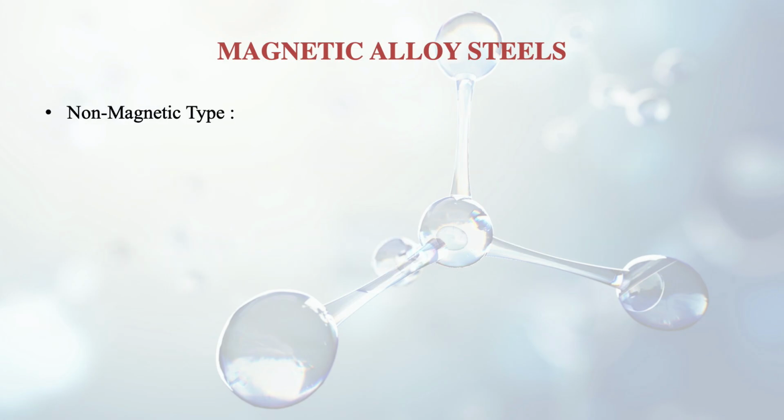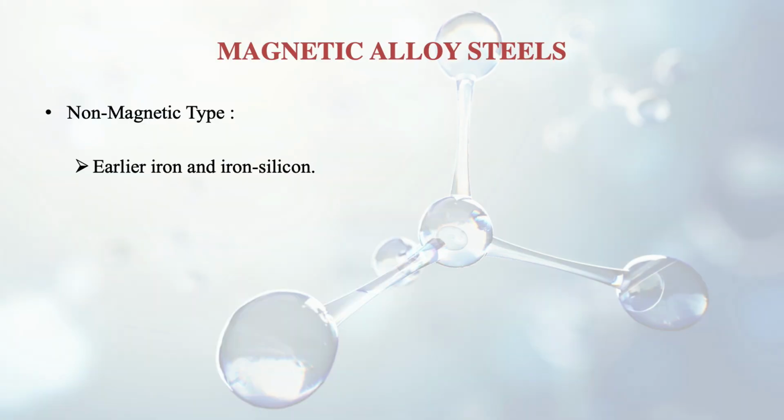The second type is the non-magnetic type. The first one we discussed was the magnetic type. In that also two gradations were there, soft and hard. So now we discuss the non-magnetic type. Examples for this are iron and iron silicon. So these are the non-magnetic type.